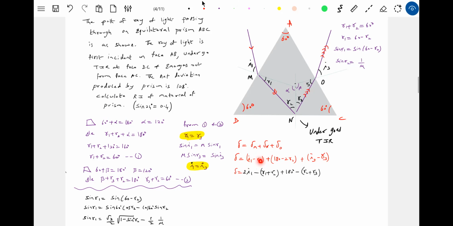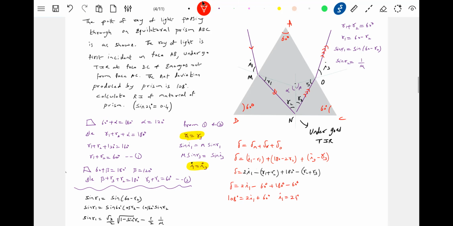So 2I1. One R1 and R2, R1 plus R2, other R2 and R3. We'll get here. Okay, fine. 2I1. R1 plus R2 is 60 plus 180, R2 plus R3 is also 60. Deviation how much given? 108 degrees. 108 degrees, 2I1. This will be 60 degrees plus 60 degrees. 48, 24. So I1 equal to 24 degrees.